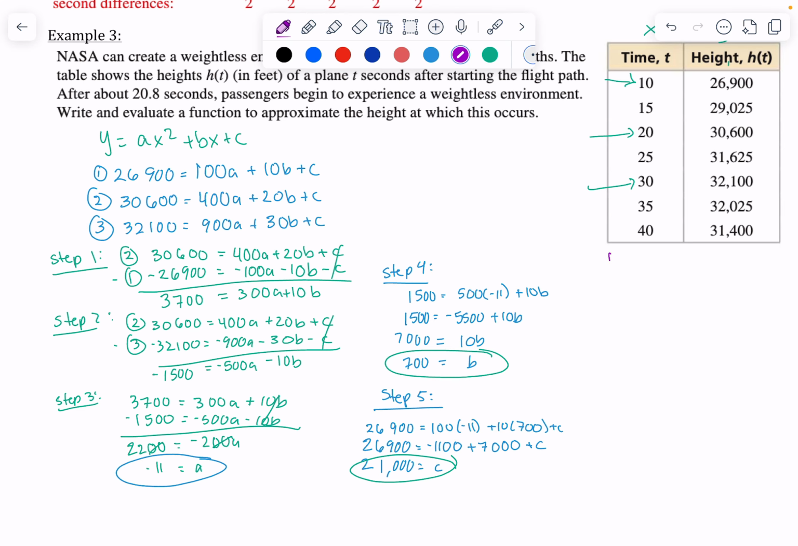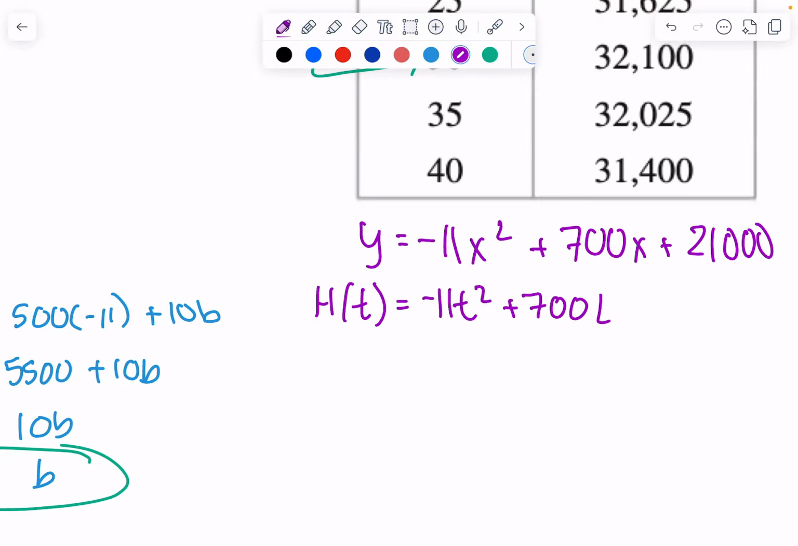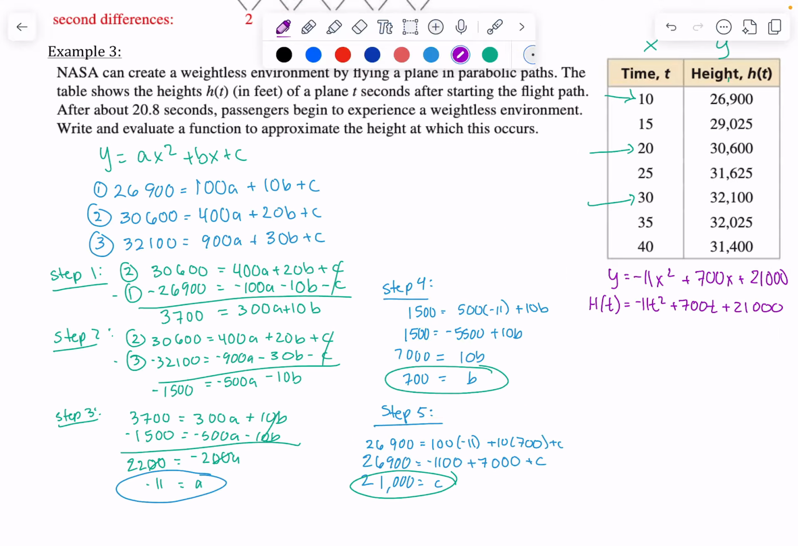Now, I could say y equals negative 11x squared plus 700x plus 21,000. But I have a context, I have a scenario, and it's specified h of t. So really what I should write is h of t equals negative 11t squared plus 700t plus 21,000. Okay, now that I have the function, I can evaluate that function to approximate the height at which this weightless environment occurs by replacing t with 20.8. And let's see what happens when I do that.